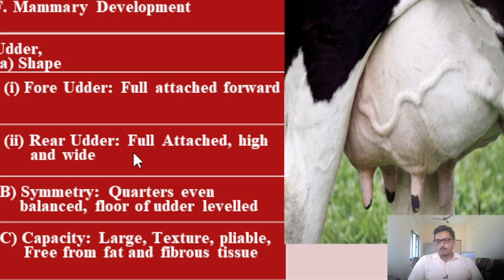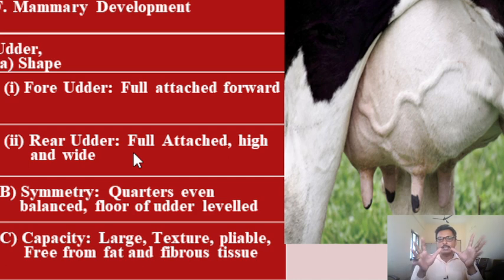Then the next one, the most important one, is the mammary development. You know that this is the essential part, as it is the main part which is required by us. In fact, the milk is coming from this part only. Because of that, we have to take more care about this part completely. Whenever we see this mammary development, we have to take care first of all of the udder, how the udder is, how the shape of the udder is.